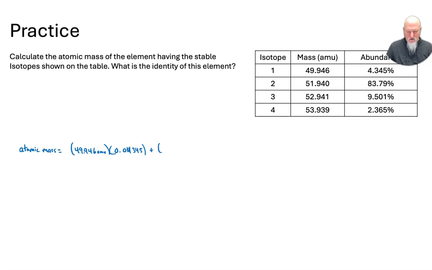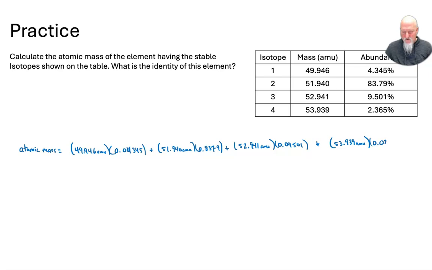Plus, we do the next one, 51.940 AMU times its abundance, 0.8379, plus 52.941 AMU times 0.09501, and then the last one, plus 53.939 AMU times our abundance. We have to divide by 100, so 0.02365.